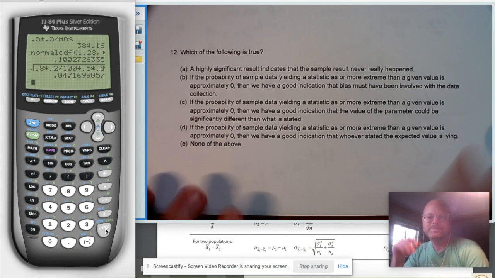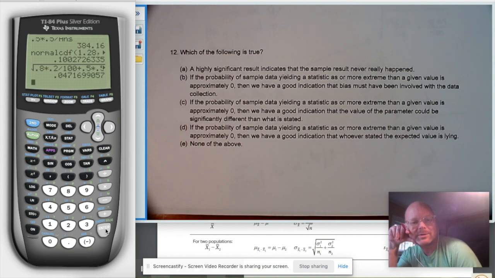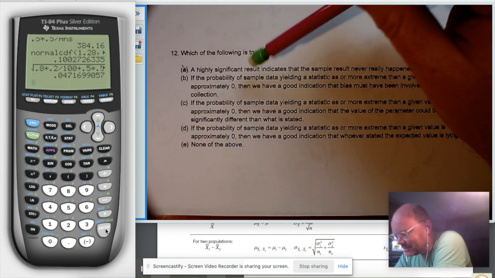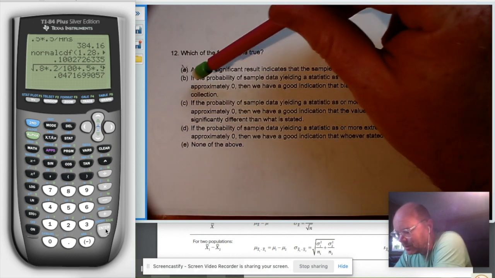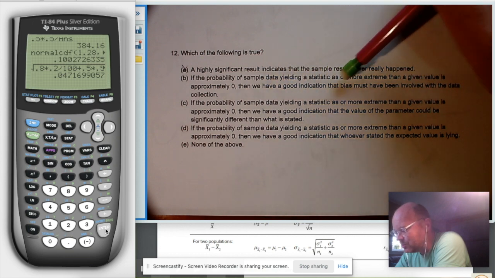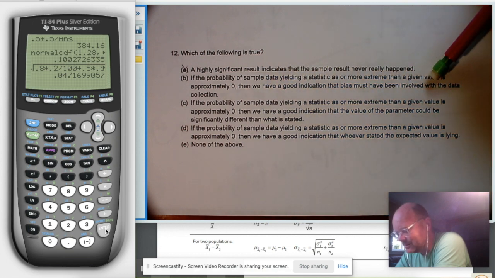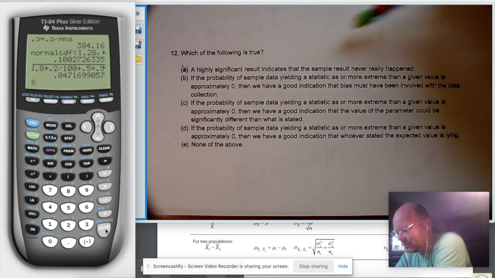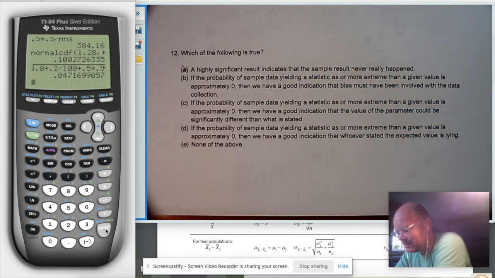And number 12. Which of the following is true? A highly significant result indicates that the sample result never happened. No, it can still happen. It just might be weird. So that's not right. If the probability of sample data yielding a statistic as or more extreme than a given value is approximately 0, then we have good indication that bias must have been involved with the data collection.